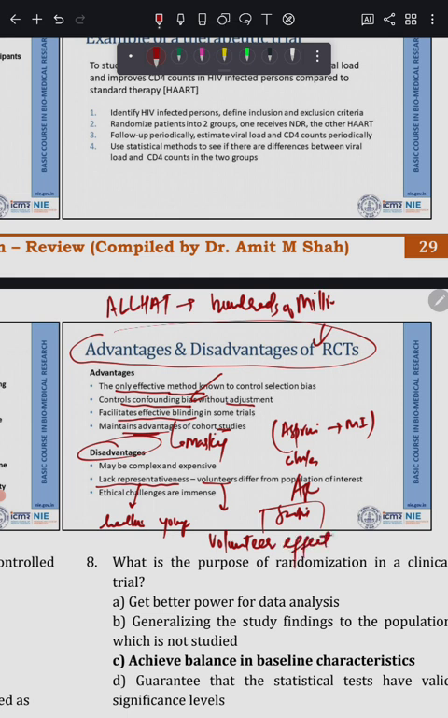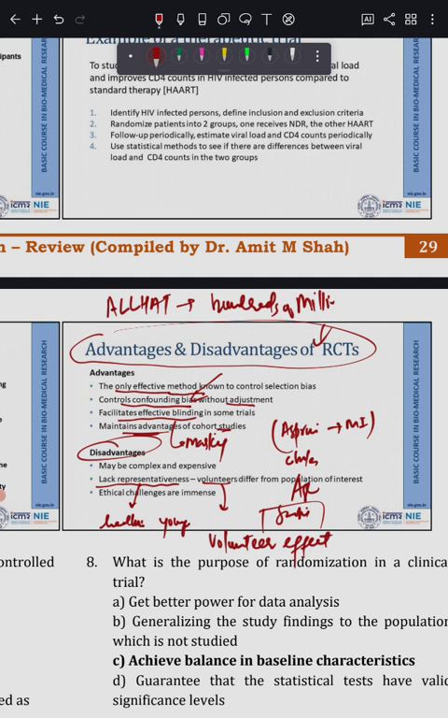Volunteers also differ from the population of interest. Why? Because people who agree to participate often differ in socio-economic status, health awareness, and disease severity. For example, in a COVID-19 vaccine trial, volunteers were mostly urban and educated, while rural patients were unrepresented. So real world vaccine hesitancy or varied responses in other demographics aren't reflected.